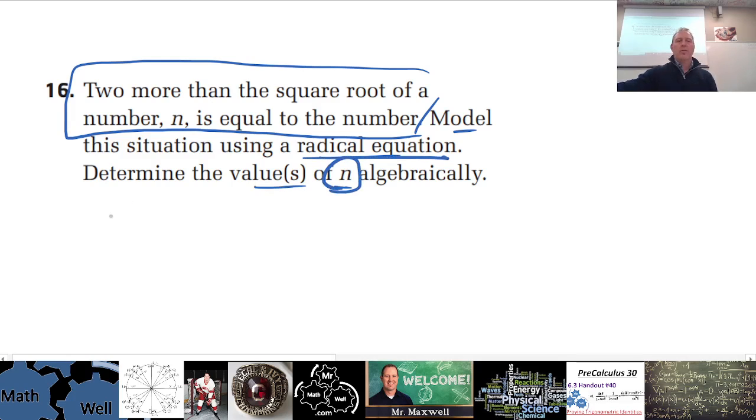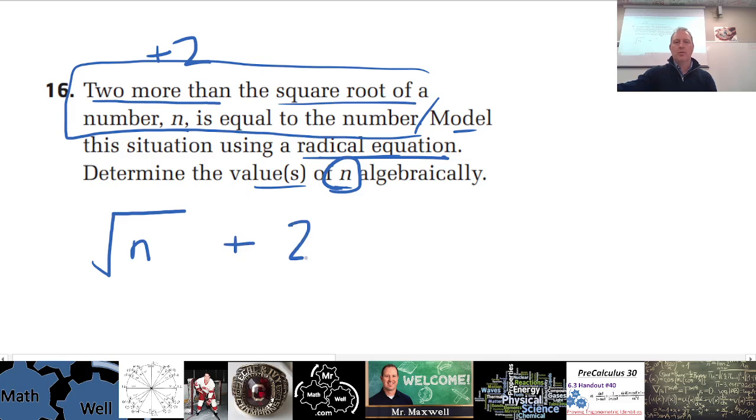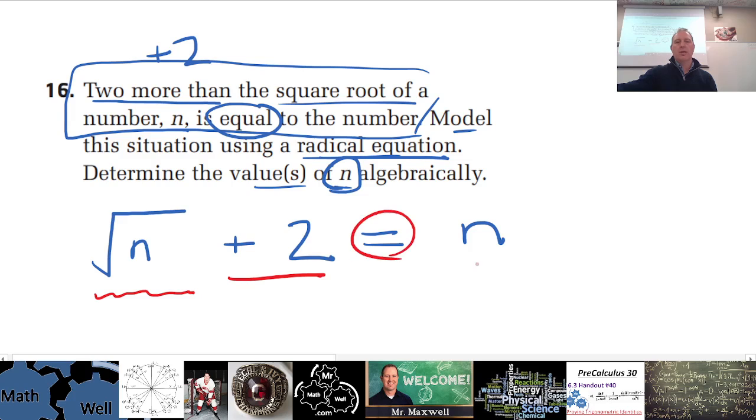So we are dealing with the number n, okay? And what it says is that 2 more than is going to be plus 2, the square root of the number. Well, the square root of the number is simply root n. So 2 more than the square root of a number, so that's root n plus 2, is what? Is equal to the number. What was the number? n. So here is our radical equation. 2 more than the square root of a number is equal to the number itself.